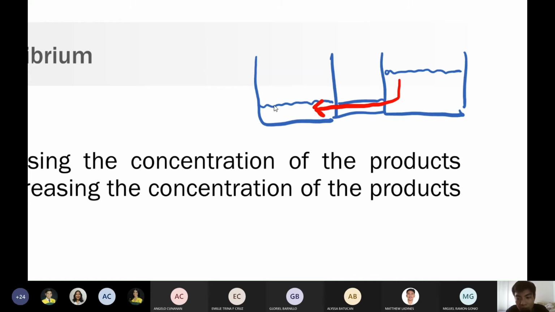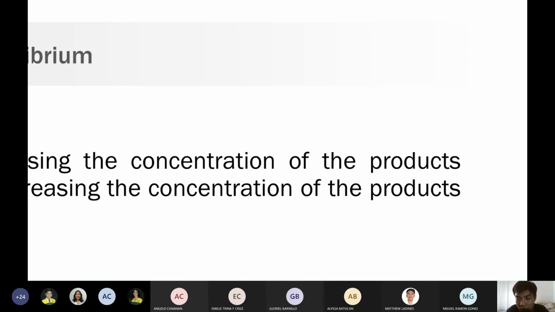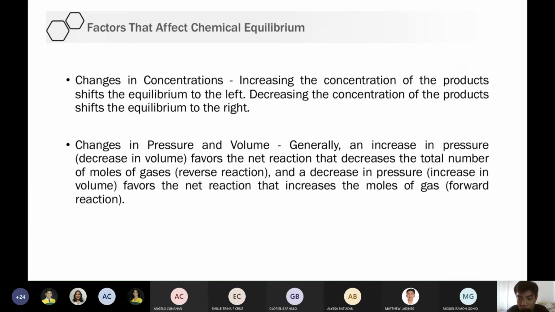No? So use the water bucket analogy para mas ma-visualize nyo kung saan pupunta yung reaction. Okay? So yan. So that's for the change in concentrations. So our chemical equilibrium can shift to the left or to the right depending on the changes in the amounts of your reactants and products. Use the water bucket analogy, no?